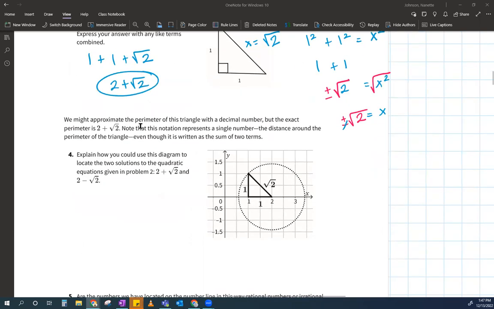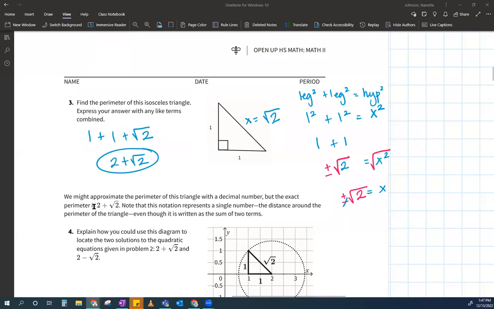So we might approximate the perimeter of this triangle with a decimal number, but the exact perimeter is 2 plus root 2. So we always talk about the difference between an exact answer and an approximate answer. That's important. So note that this notation represents a single number, the distance around the perimeter of the triangle, even though it's written as a sum of 2 terms. So think about this like 2 plus 5. It's just a number, right?